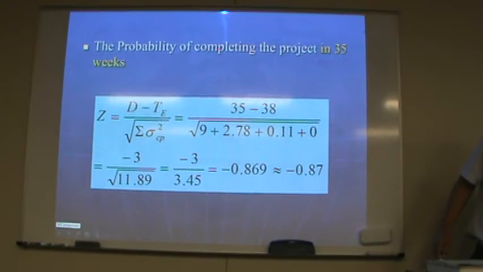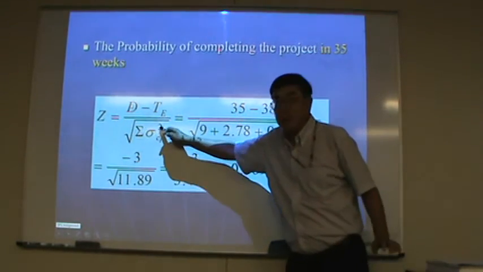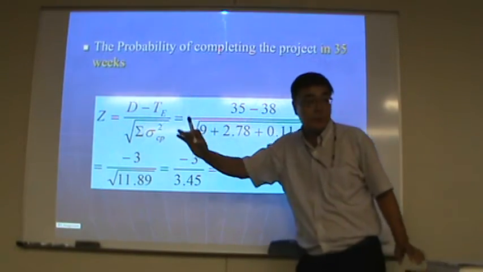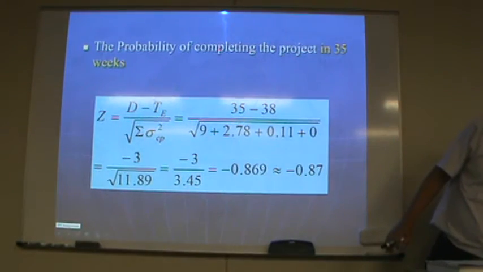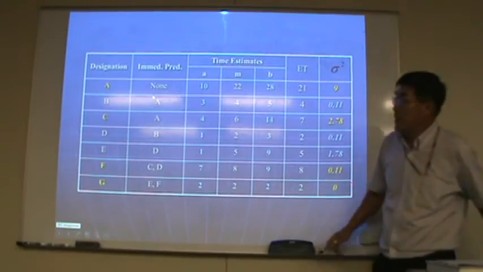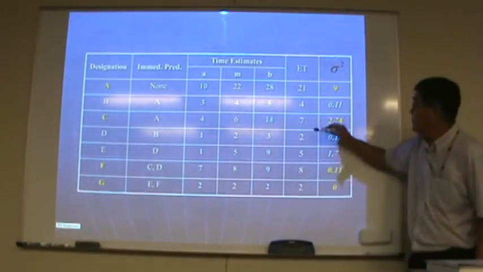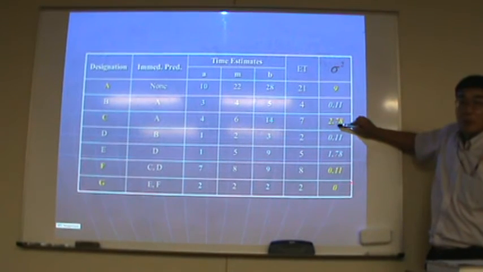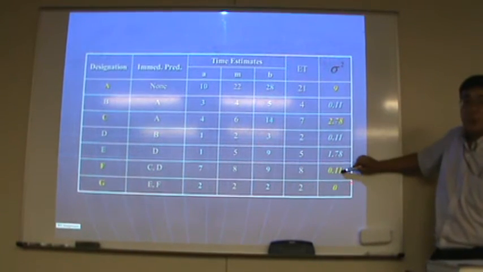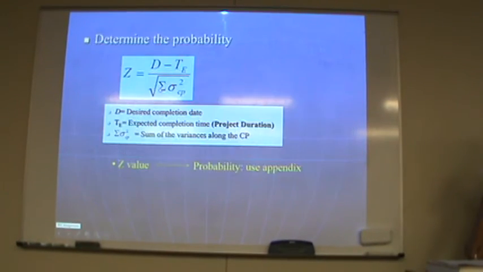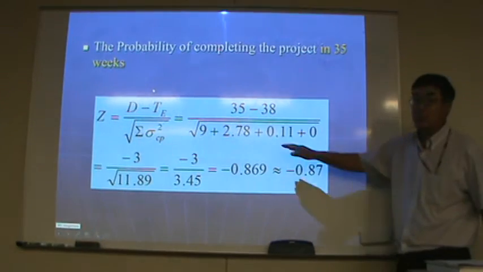Only the sum of variance on the critical path, not all of them. The critical path is A, C, F, G. So add up 9, 2.78, 0.11, 0. Got it?